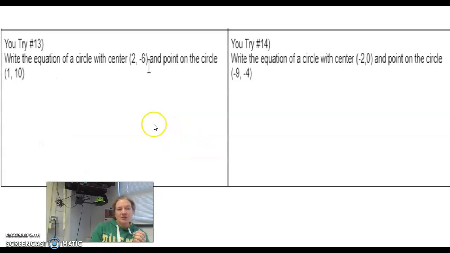So I want you to go ahead and try this with number 13. When your center is 2, negative 6, remember to check your signs. Remember to square your distance, because that's what you're going to put for your r. It's not r that you put in, it's r squared that you put in. Remember, here you have a 0. That makes it a little special. So go ahead and do that.